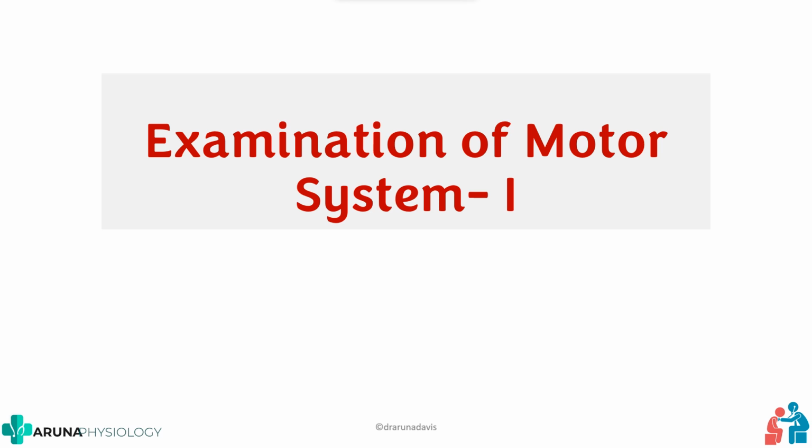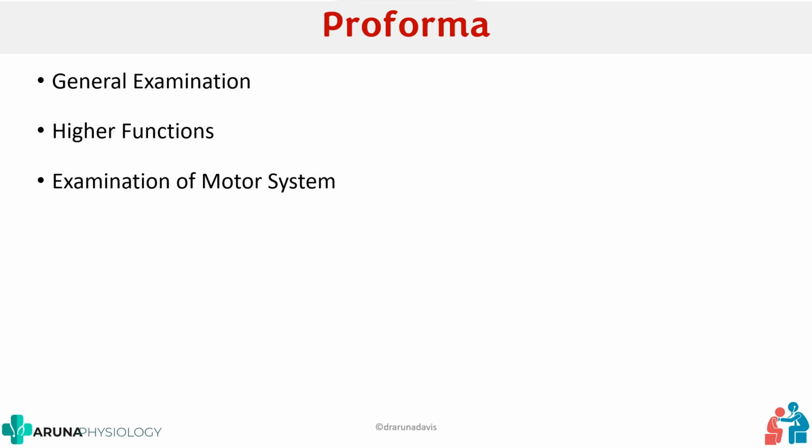Okay, so let's start. First, in order to write a performa for examination of the motor system, you have to write about the general examination. You have to write about the higher mental functions because we are going to examine the central nervous system. So whatever is asked of the central nervous system, you should write about the higher functions also, and then move on to the examination of the motor system.